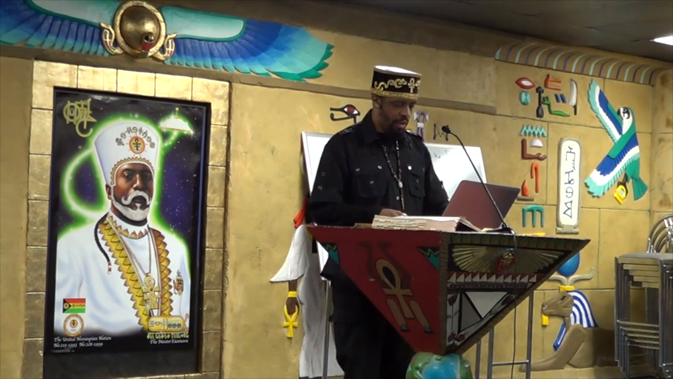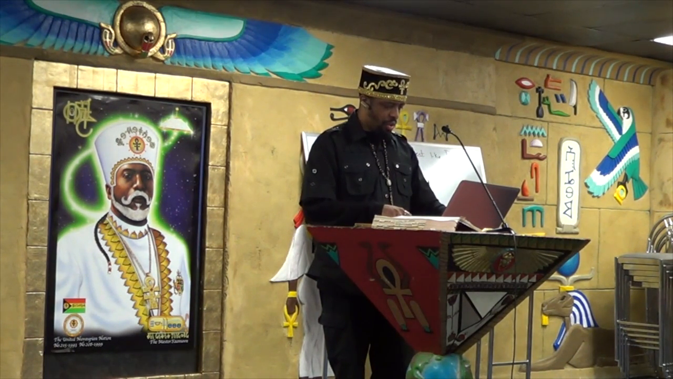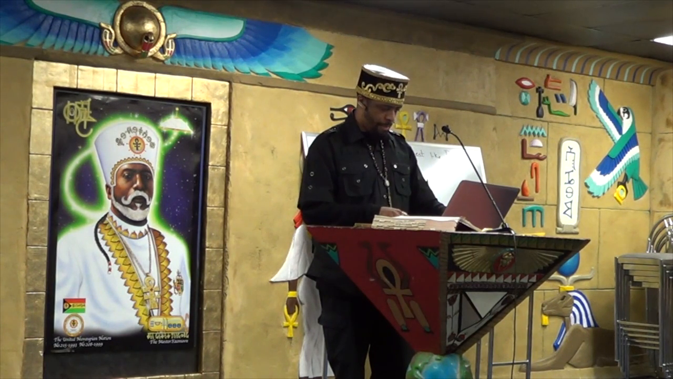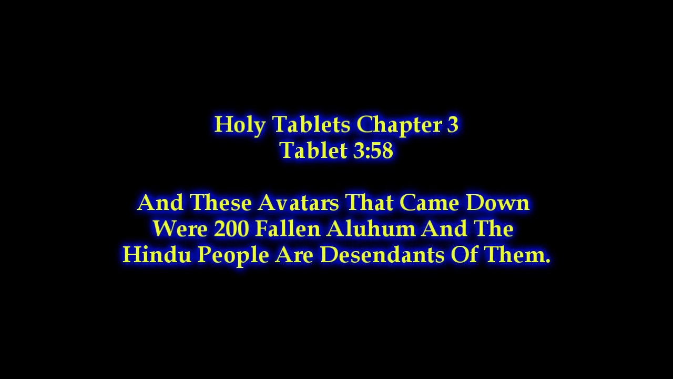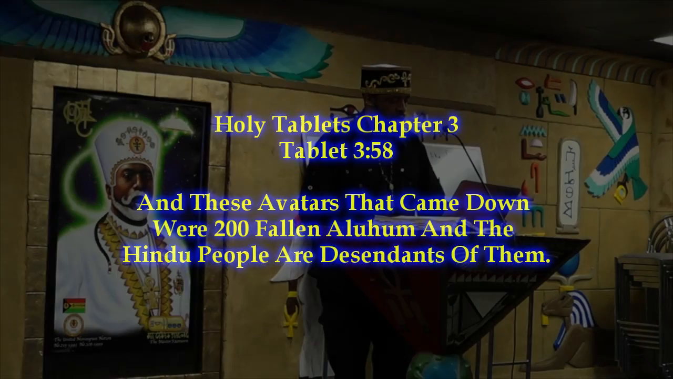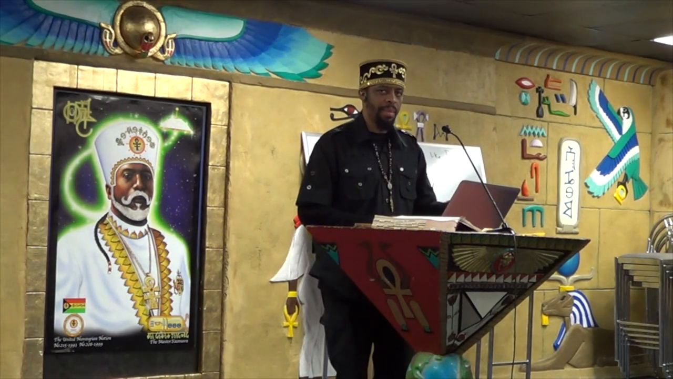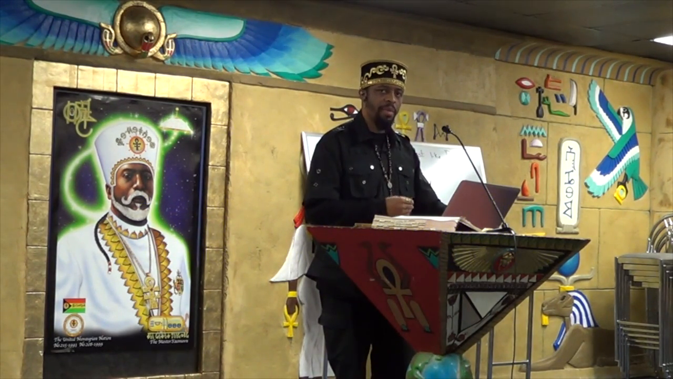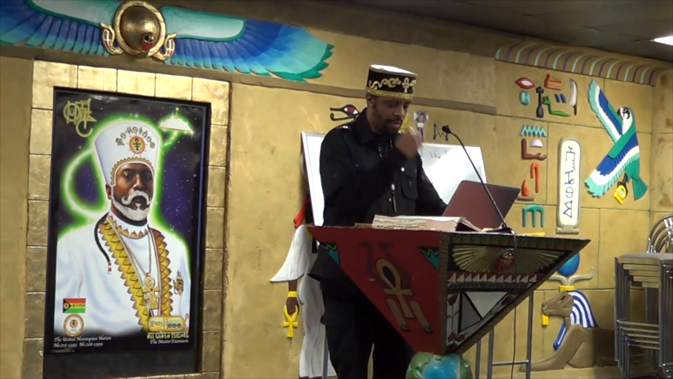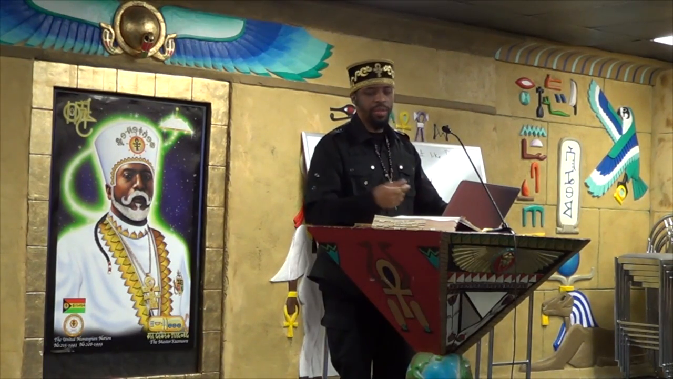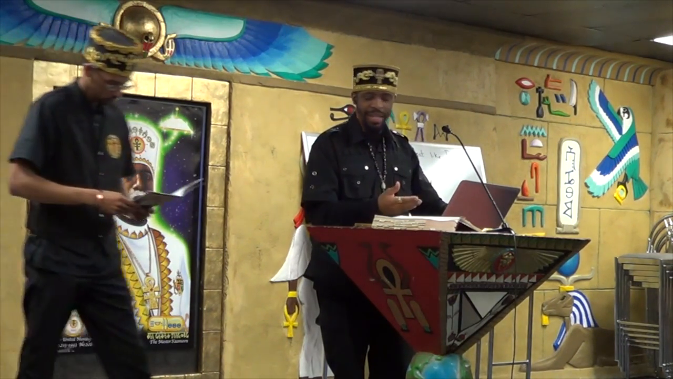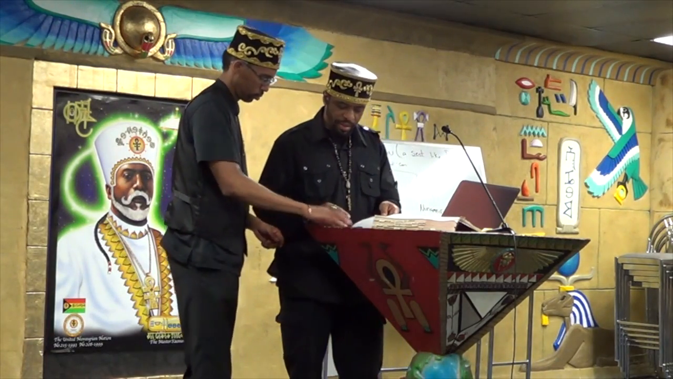When we go down further in the tablets to verse 58, it says, and these avatars that came down were the 200 fallen Aluhum, and the Hindu people are descendants of them. So when we're talking about these beings that came down here from Procyon, that's coming from Sin, Nanar Sin. These are the 200 fallen. These 200 fallen are the ones, in the updates, known as the Gigi, which came down.